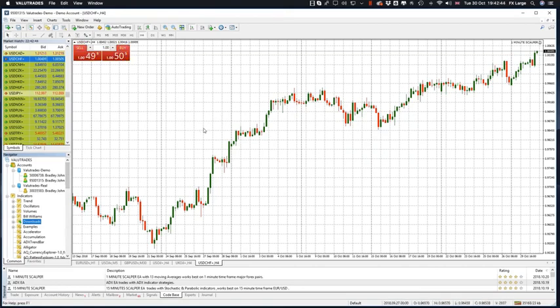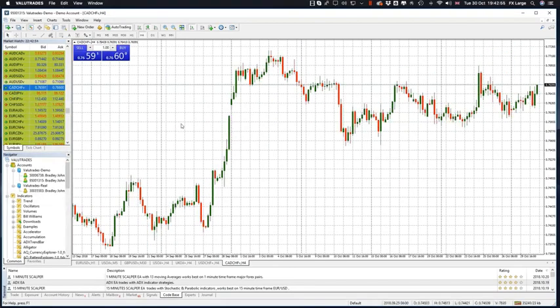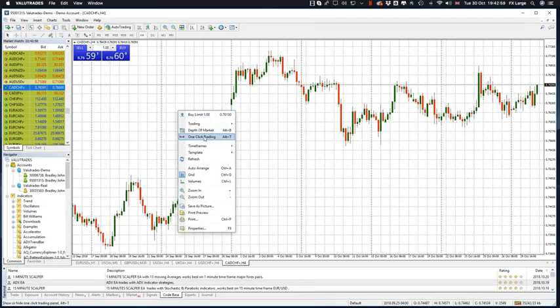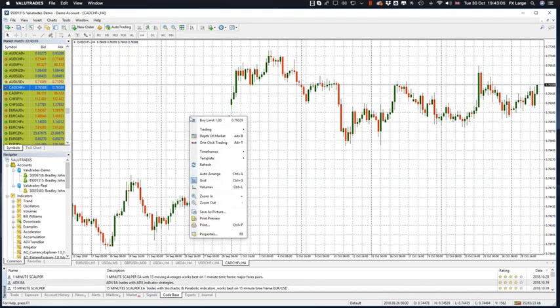Okay, what I would like to do now is look at the types of orders you can place while trading. So we'll get a new chart window up, a new chart. Let's get rid of one-click trading. If you want to place an order, simply go to New Order.